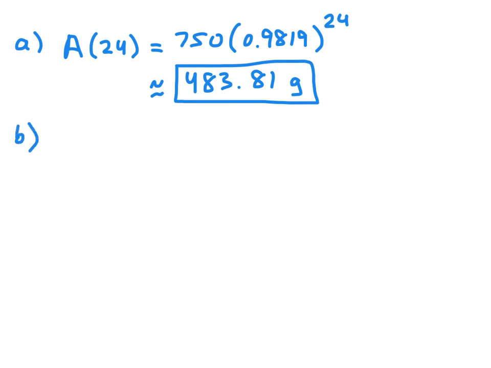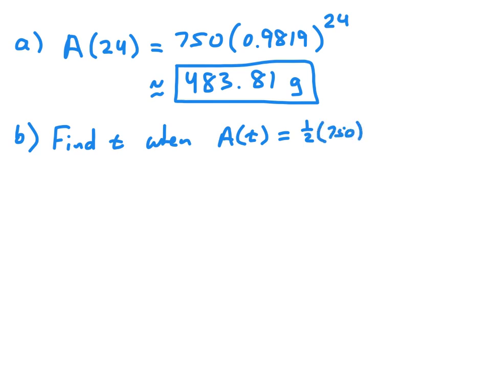In part B, we're asked to find the half-life of the substance. So what we want to do is find the value of t when A of t, the amount at time t, is equal to half of 750, which is 375. So we can substitute 375 into our formula and solve for t.